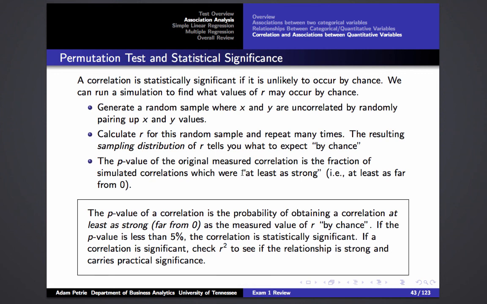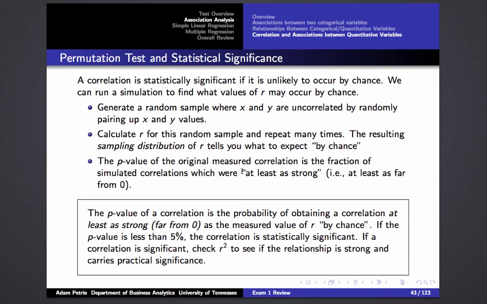How do we gauge the statistical significance of an association or a correlation? Well, same idea, the same permutation test here, where we generate a new permuted data set by randomly pairing together the x and y values, calculate the correlation for that random sample, and repeat that many times. The resulting possible values of r, what we call the sampling distribution of r, tells you what values of r occur by chance. And so the p-value is just the fraction of those permuted data sets that happen to have at least as strong a correlation as what you actually observed.